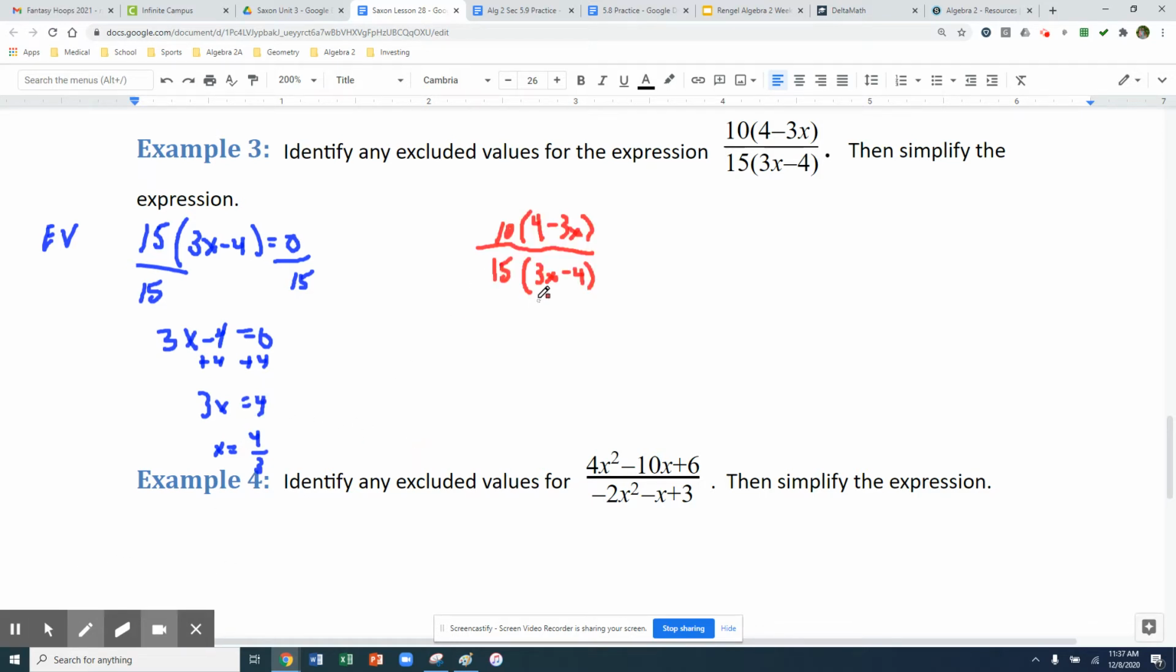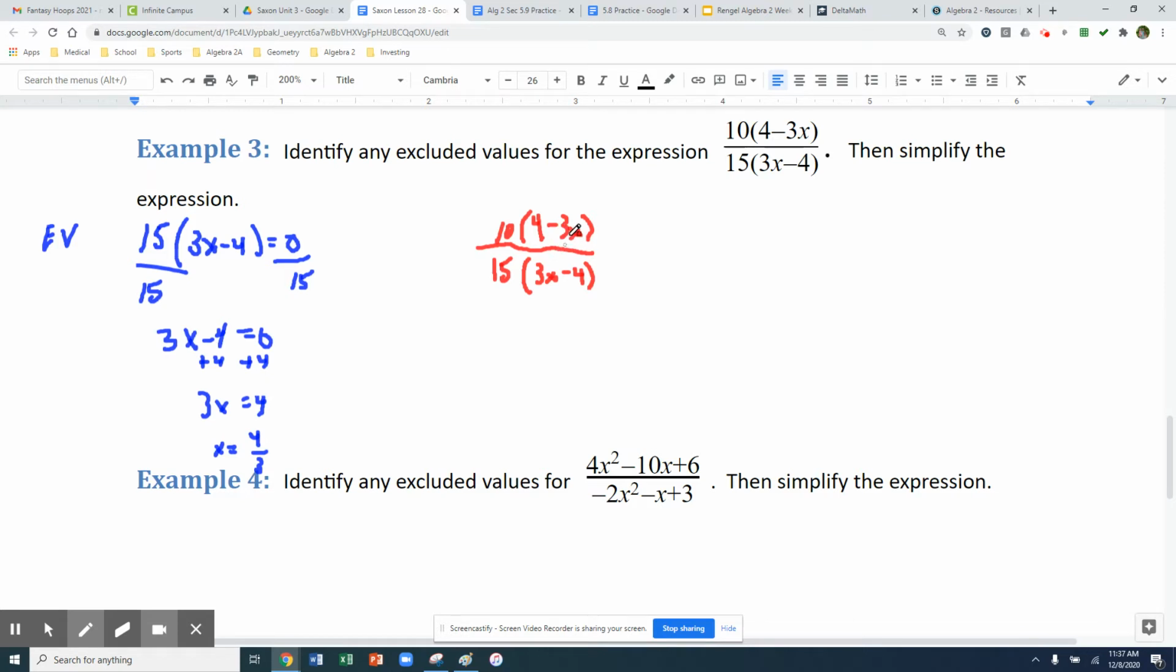Now we'll start to simplify. So I've rewritten the exact same rational expression below here. Looking first at our terms, we've got a 10 and then a 4 minus 3x in the numerator. With 4 minus 3x, I would check to see if I can factor anything there. It's got two terms. It's not a difference of squares. There's no GCF, so I cannot factor that any further. And then 15 times the quantity 3x minus 4. Again, I can't factor that down any further.